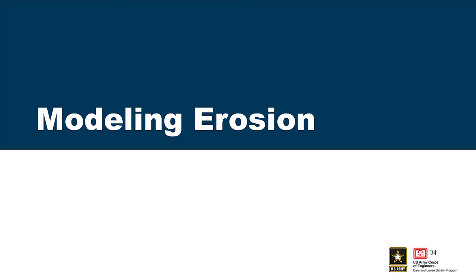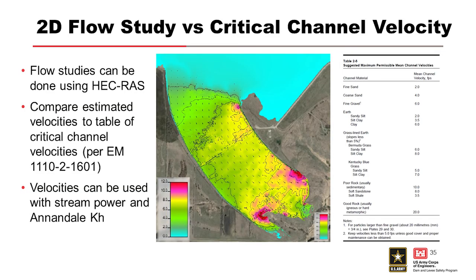All right, so how do we model erosion? What are the different ways that we can model erosion? One method that we're using more is estimating 2D flow velocities from HEC-RAS, and then comparing those estimated flow velocities to critical flow velocities of whatever material we're flowing over, whether that be rock, soil, or a vegetated slope.